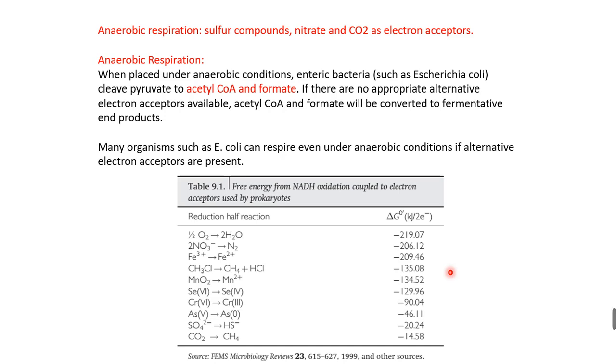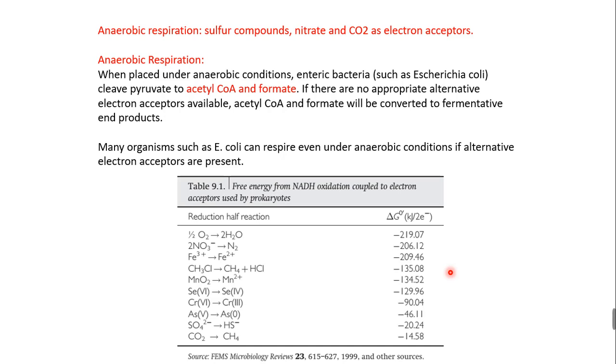And next, coming to anaerobic respiration, especially with sulfur compounds, nitrate and carbon dioxide as electron acceptors. What is this actually? Respiration normally involves the presence of oxygen, but this is anaerobic respiration, where respiration happens without oxygen. That means microorganisms present in the sea bed or in oxygen-free environments liberate ATP, that is, energy is produced. How the energy is produced, we are going to study.